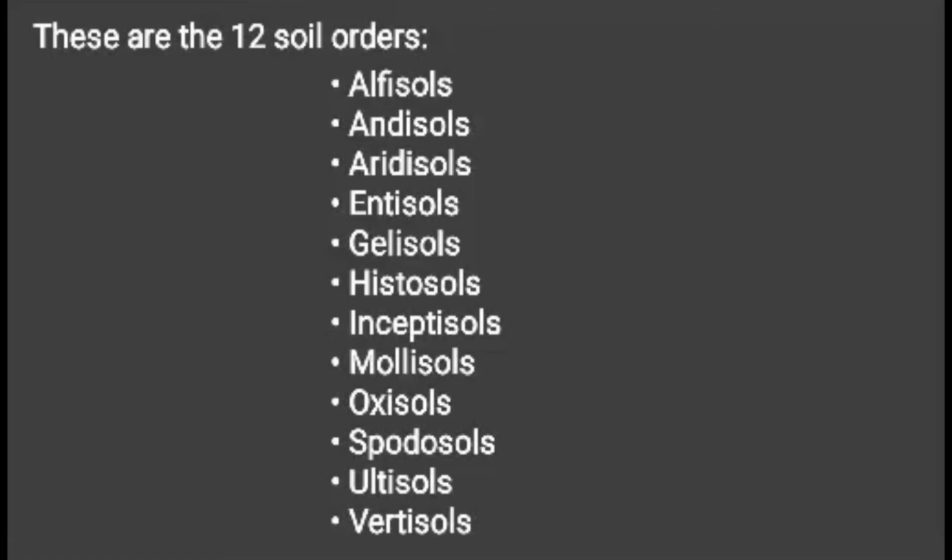So these are the 12 soil orders: alfisols, andisols, aridisols, entisols, gelisols, histosols, inceptisols, mollisols, oxisols, spodosols, ultisols, and vertisols.